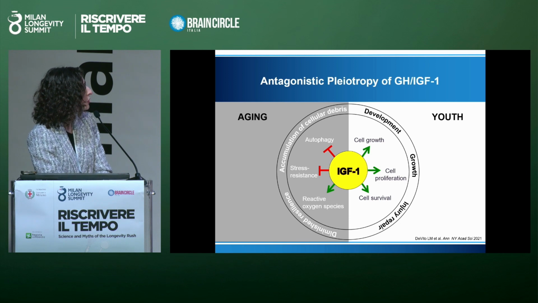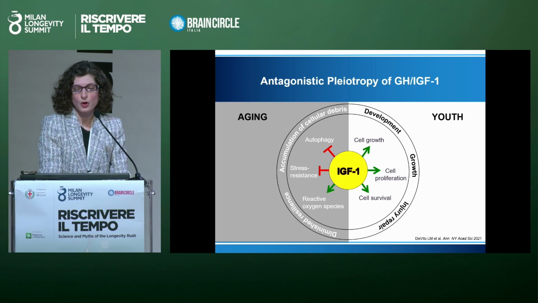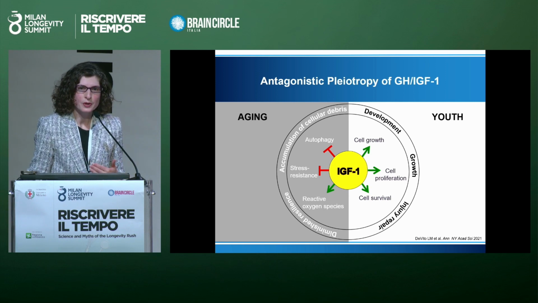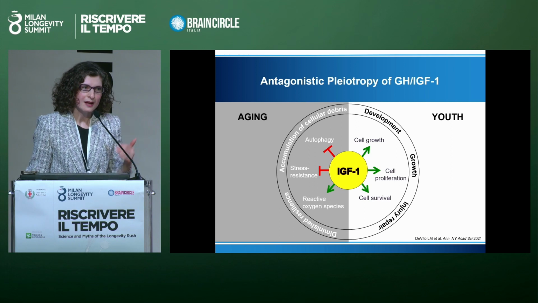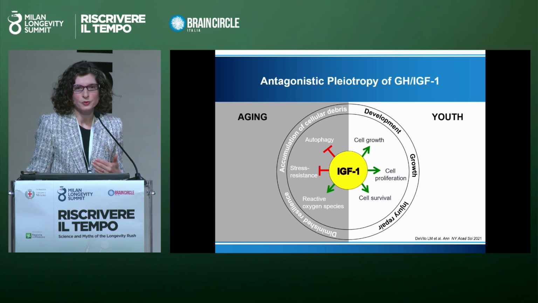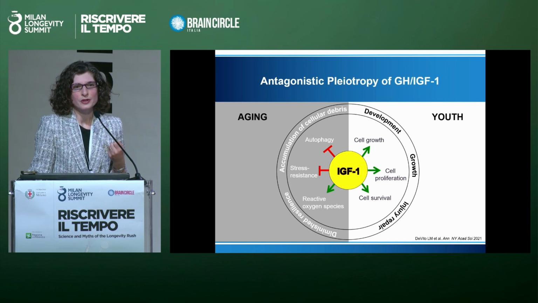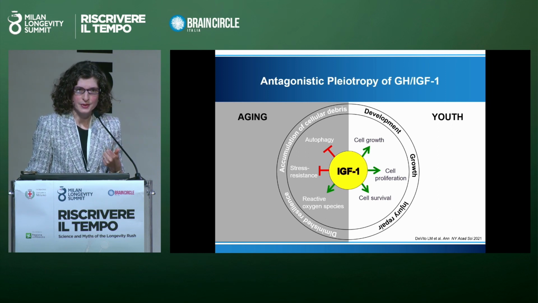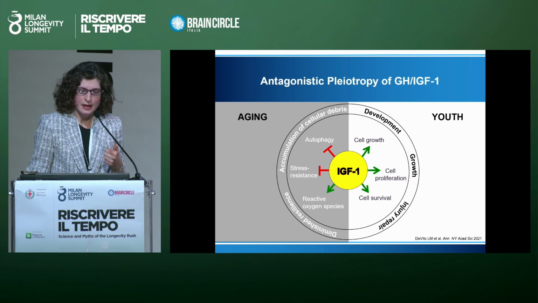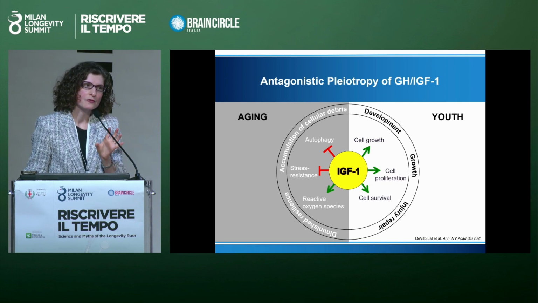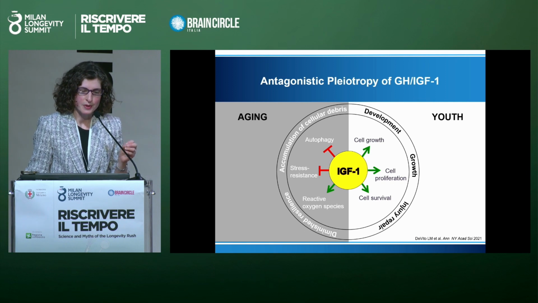So in youth, you need growth hormone for development, growth, injury repair, because it promotes cell growth, cell proliferation, cell survival. But when we get older, we don't need to grow anymore. We've reached our maximum height. If we're going to promote growth, we might promote the growth of cancer cells. And when we're older, what we want to do is maintain our bodies. We want repair and maintenance. So we want to move our energy away from growth and towards maintenance and repair.